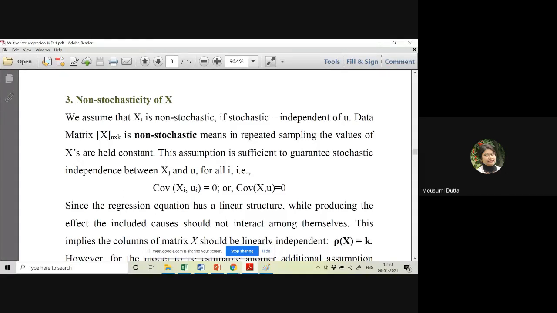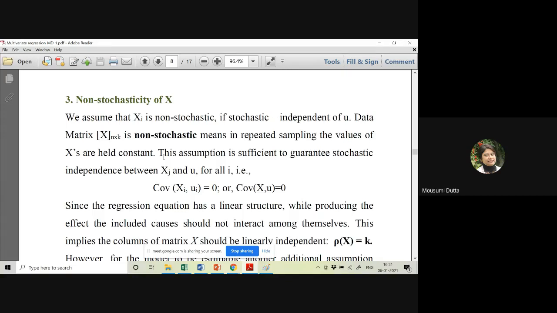Now, if we can ensure the qualitative difference between these 2 types of variables, then this condition is trivially satisfied. For example, error is always random. Now, if you can ensure x is non-stochastic, non-random, in that case, this covariance between x and u being equal to 0 will be trivially satisfied. There will be no problem in that.